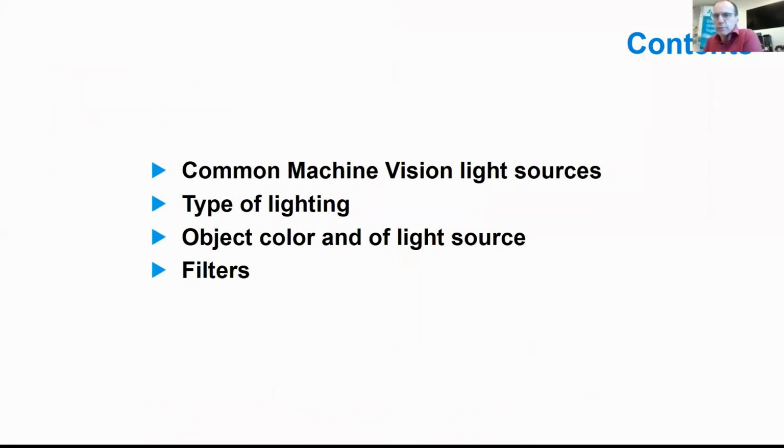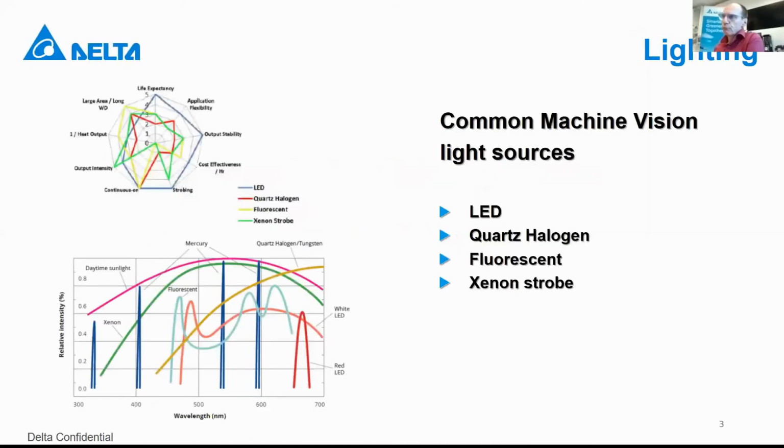This is a presentation about light and light sources, and also what kind of vision light we have, what we can use and where we have to use it. Of course, from the beginning of machine vision, a lot of years ago, we used different types of light sources. Nowadays, most of the time we use LED, because that has the most homogeneous wavelength that we can use.